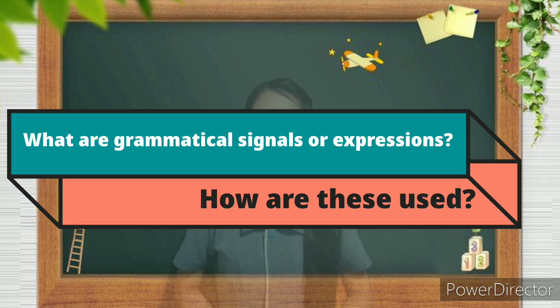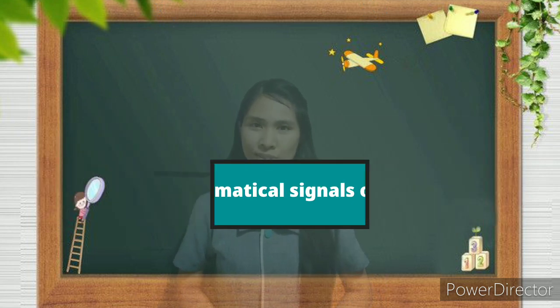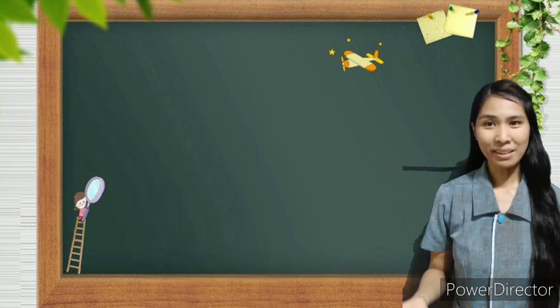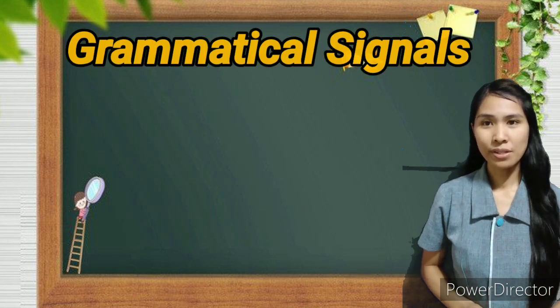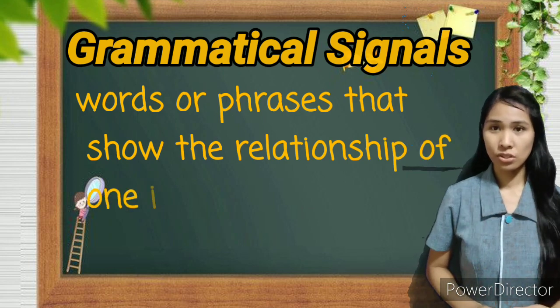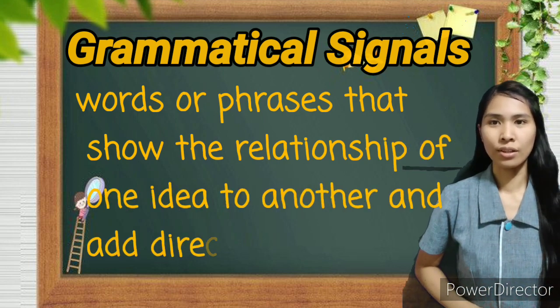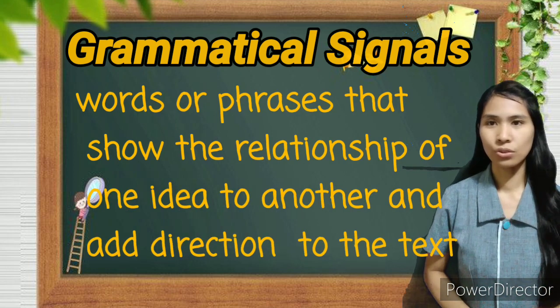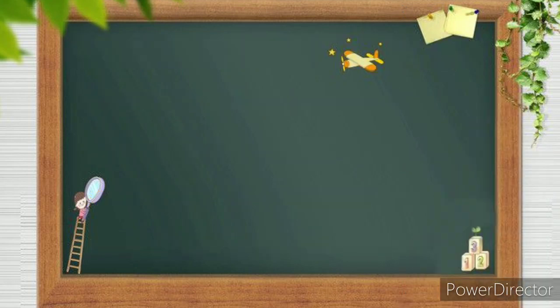Before we truly proceed, let's review what are grammatical signals and expressions and how are these used. Grammatical signals or expressions are words that are used in order to show the relationship of one idea to another and to provide direction to the text. Here are just some of the examples of the different grammatical signals used in various patterns of development.